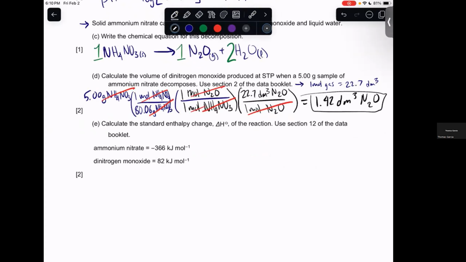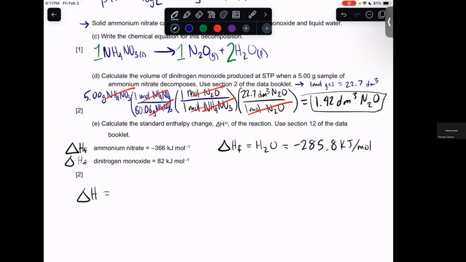Lastly, calculate the standard enthalpy change, delta H, of this reaction using section 12 of the data booklet. You need section 12 because while we have delta H for ammonium nitrate and for dinitrogen monoxide, by the way, these are delta H of formation, we also need delta H of formation of H2O because that's in our reaction too. When we look it up in the data booklet, we find that it's negative 285.8 kilojoules per mole.